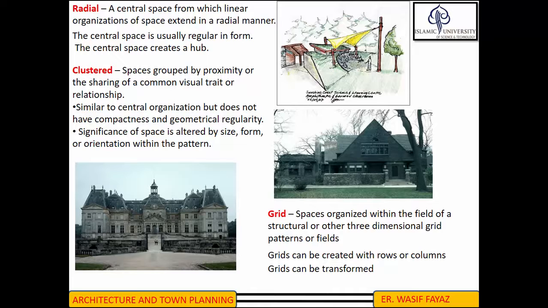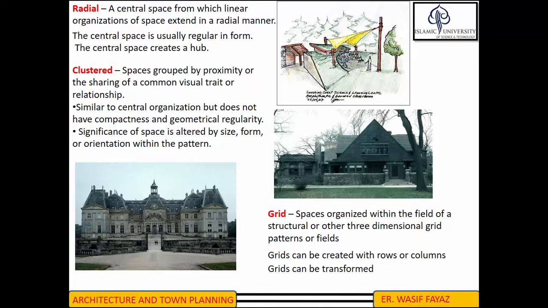A radial organization consists of a central space from which a number of linear organizations extend in a radial manner. The central space is usually the hub, and from that the rest of the linear organizations extend.